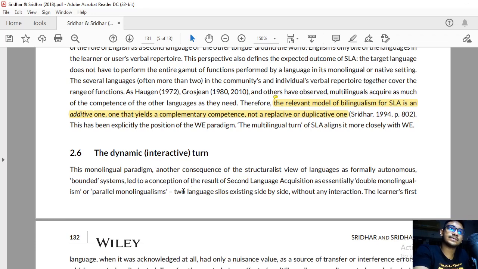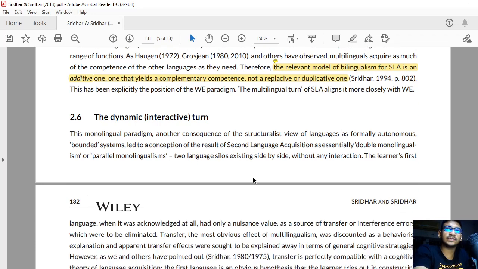So 2.6 is the dynamic interactive turn. This monolingual paradigm, another consequence of the structuralist view of languages, is formally autonomous. Like we already debunked this theory, right? That languages are not by themselves inherently better or worse than others, or that they can develop on their own, and their structure isn't the most important part of them, but rather it should be their functions, right?